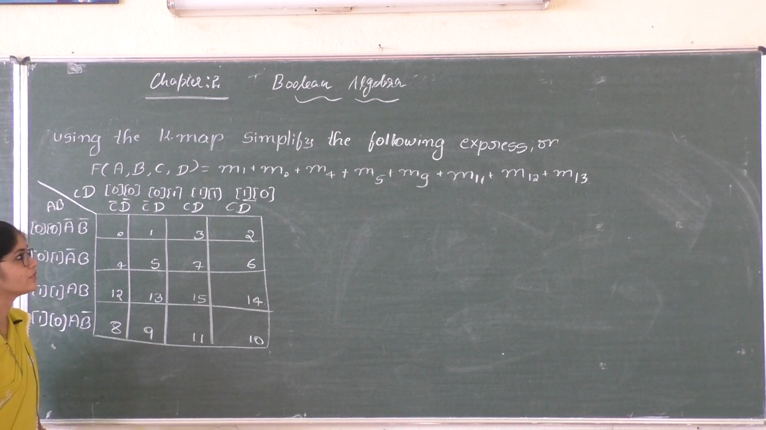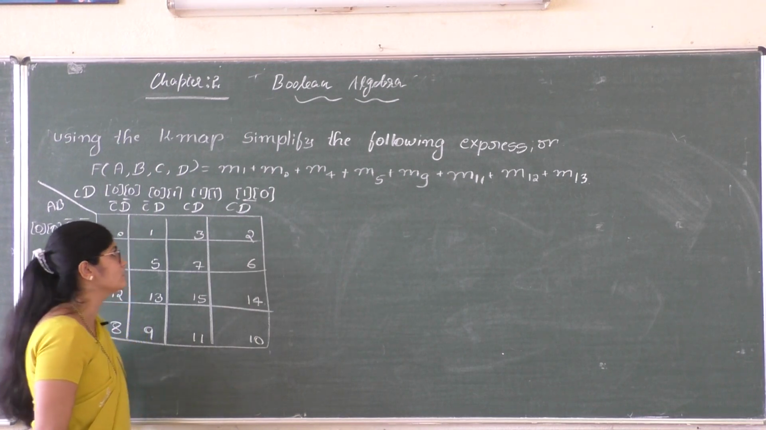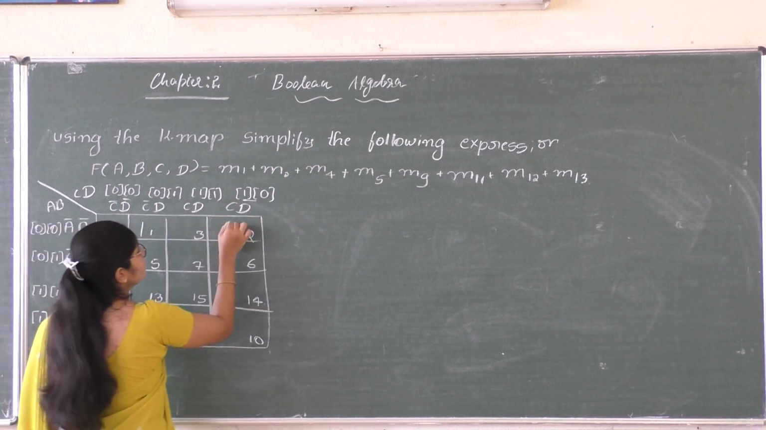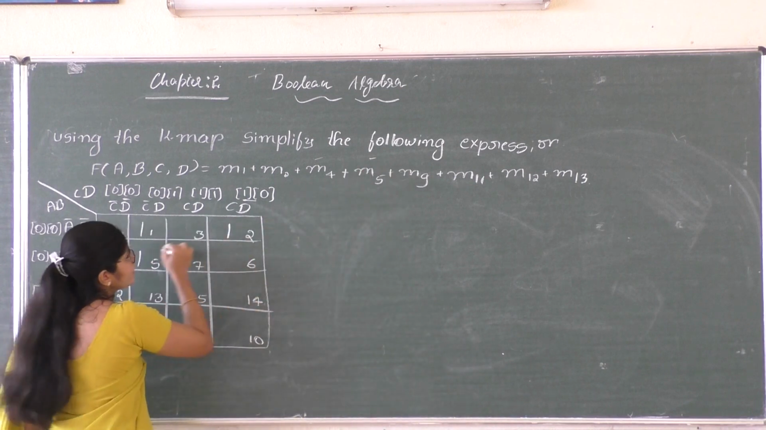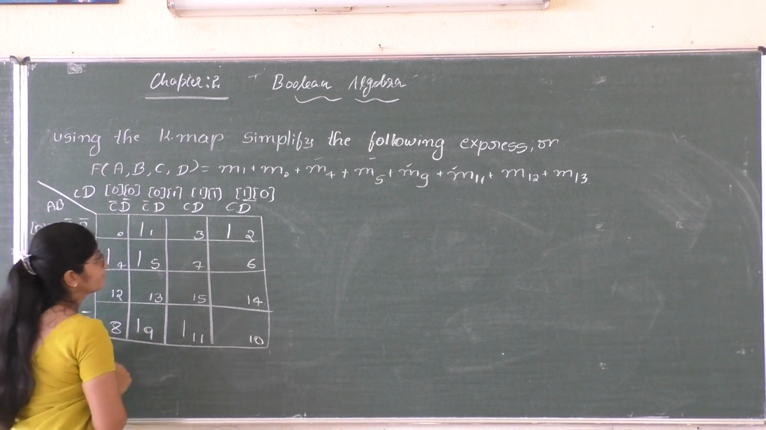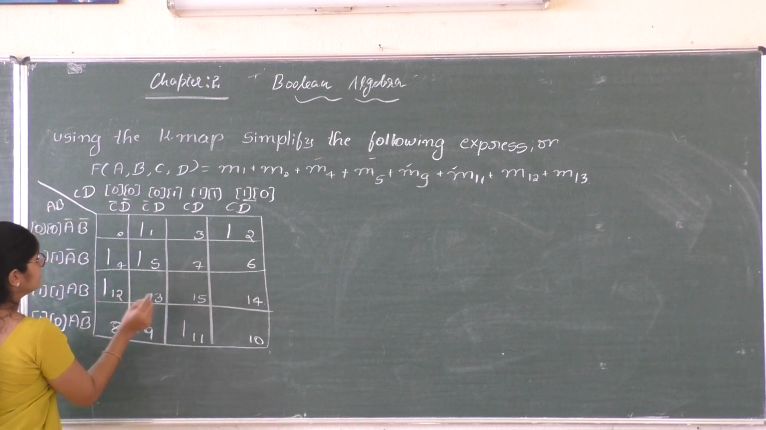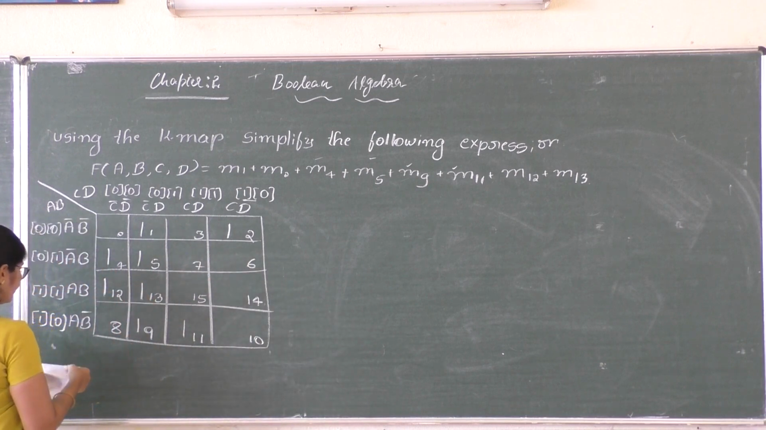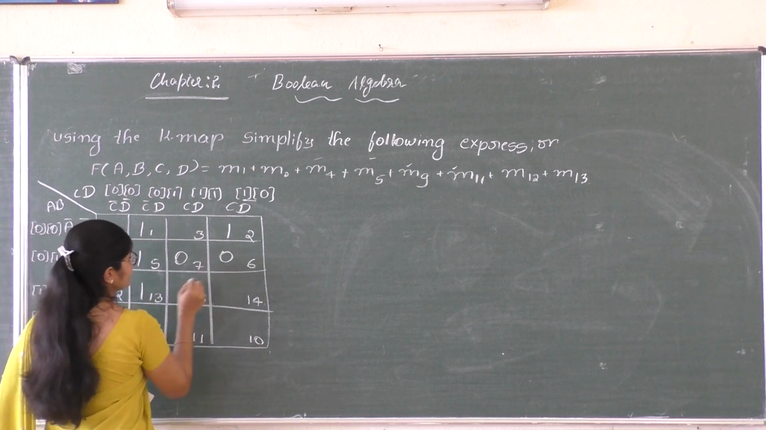The first, second, fourth, fifth, ninth, 11th, 12th and 13th squares have the output 1. So fill those squares with 1s: M1, M2, M4, M5, M9, M11, M12, M13. Fill the remaining squares with zeros.